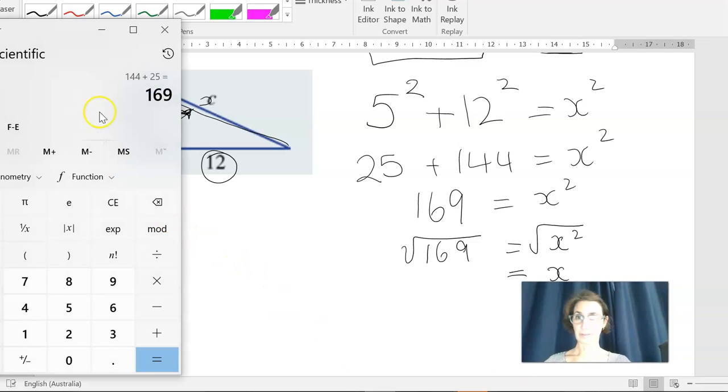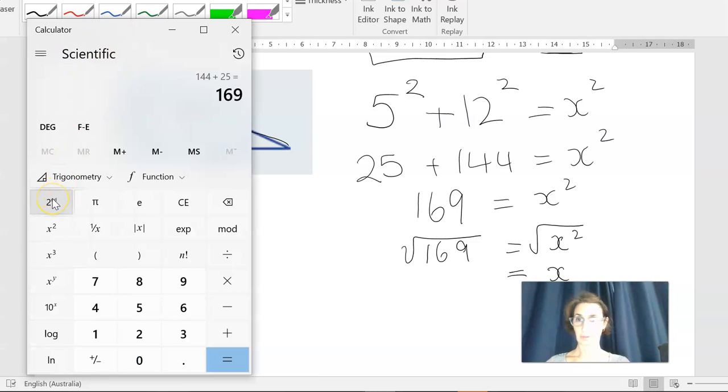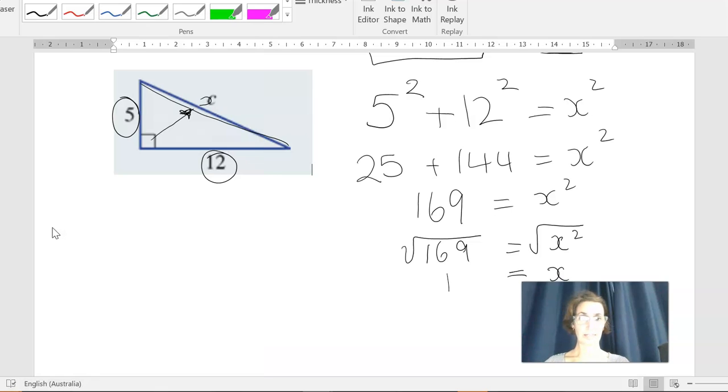Now to work out the square root, on this calculator on my laptop, it's got a second function there and then square root. So you need to be familiar with your calculator so you know where the square root sign is. So the answer to this triangle is that the length of the hypotenuse, X, did start off as C, but I changed it to X. X is equal to 13. So this is the answer.